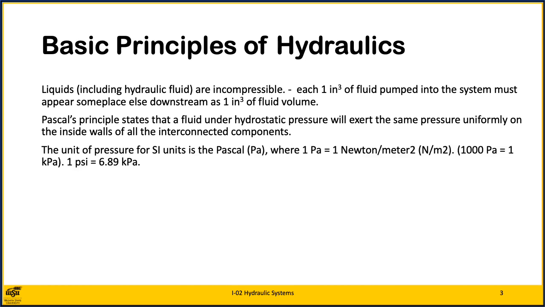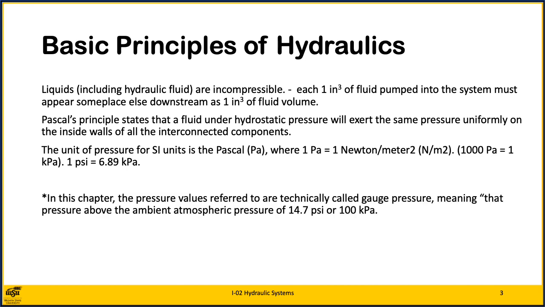The unit of pressure for SI units is the Pascal, Pa, where 1 Pa is 1 Newton per meter squared. 1000 Pa equals 1 kPa, which is a much more useful unit of measure, and 1 pound per square inch, or 1 psi, is equal to 6.89 kPa. In this chapter, the pressure values referred to are technically called gauge pressure, meaning that the pressure is above the ambient pressure of 100 kPa.